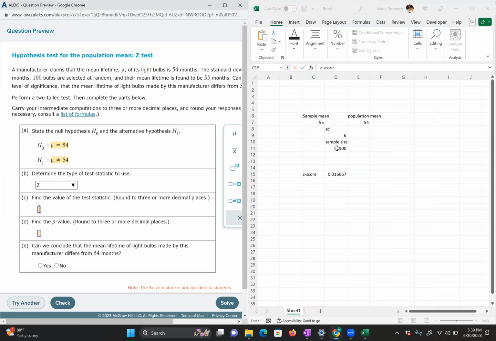So now in that case, that goes there. This would be your answer, 0.016 repeating. I'm gonna leave it at 67. Now you want the p-value.